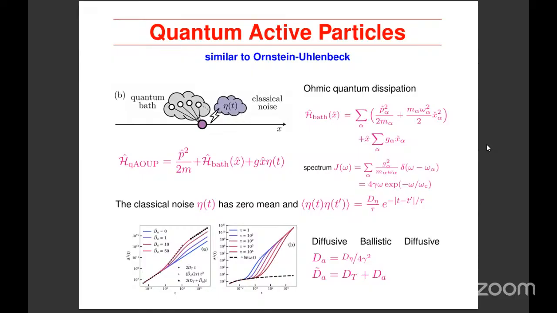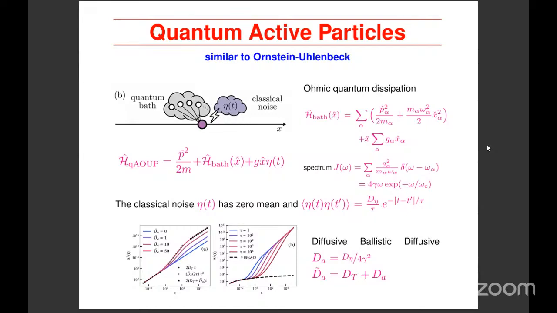I choose it to have zero mean and exponential correlations in time with a characteristic time, which is another parameter in my problem. So this problem can be solved not with the Lindblad equation, but with the generating functional method that I very briefly sketched yesterday by the end of the talk. So it can be solved completely like that. And here we computed directly the mean square displacement.